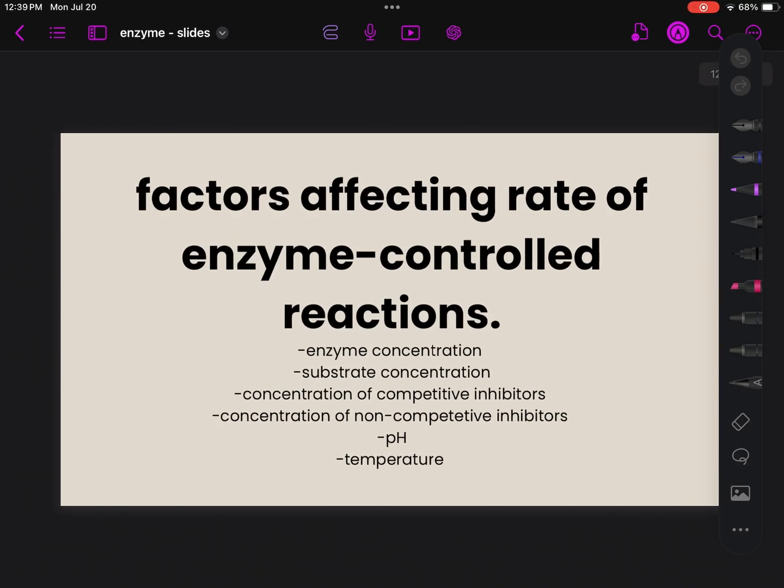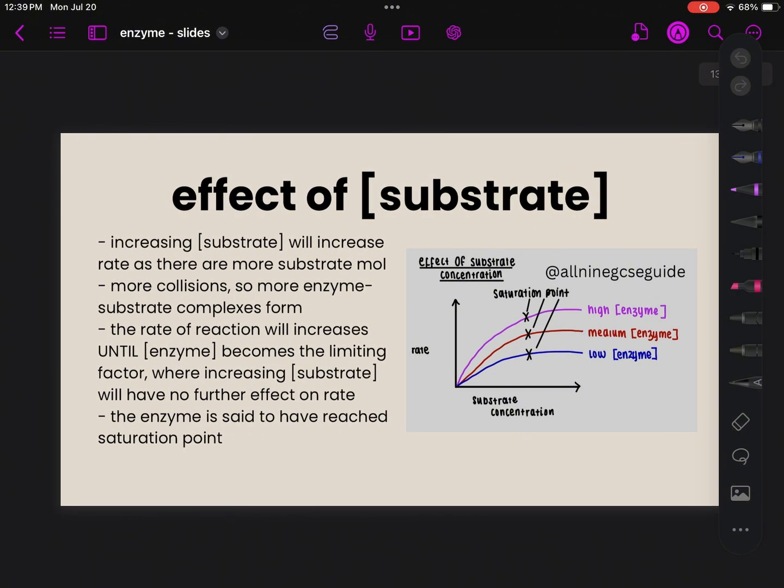Moving on, let's look at factors affecting enzyme-controlled reactions. These include enzyme concentration, substrate concentration, concentration of competitive inhibitors, concentration of non-competitive inhibitors, pH, and temperature. Okay, moving on to the effect of substrate concentration on enzyme-controlled reactions.